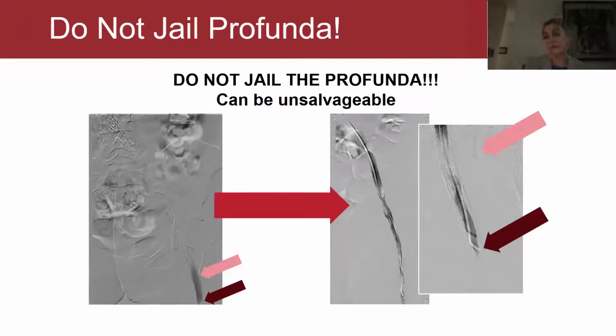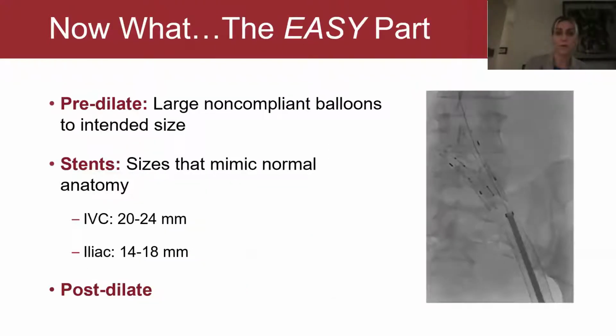It is extremely important not to jail the profunda, so your landing zone is the best landing spot, or healthiest vessel segment above that. This is a patient who had their stent taken past the lesser trochanter, which is marked here, into the femoral vein. That was inadvertent, and despite opening the stent several times and attempts at fenestration, that stent's not been able to be maintained. So be very careful about that error.